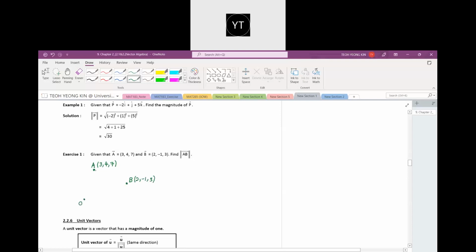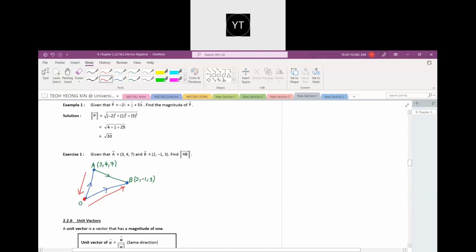Kita nak cari vector of A to B, where the given point is this one. Dia punya point semua start pada kosong. If you want to find from A to B, katakan kita nak cari vector AB, what we need to do is from A to O dulu, and then baru O to B, sebab all the coordinates are based on O. Sebab semua punya coordinate kita start pada kosong ni.